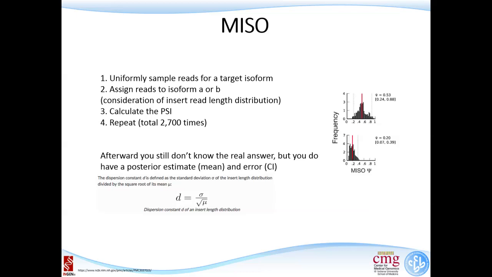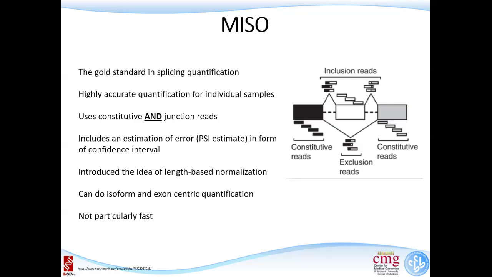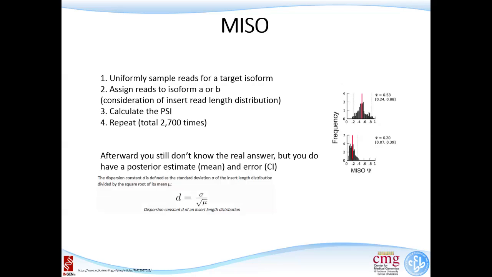Basically, the way that it works is that we sample reads that correspond to one particular isoform, which is either the included or the excluded isoform for an event. And you can just picture a standard skipped exon event, which would be this. What we do is we pull junction reads and then sample constitutive reads around the exons that are next to this. And we calculate the PSI. And then we repeat this process 2,700 times.